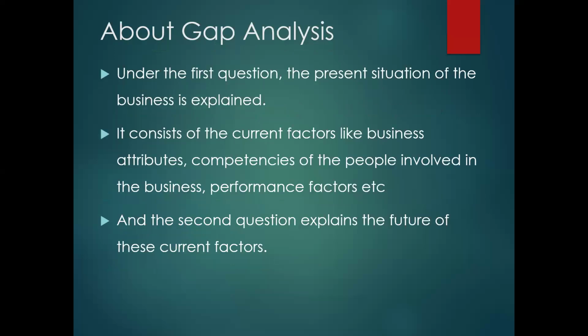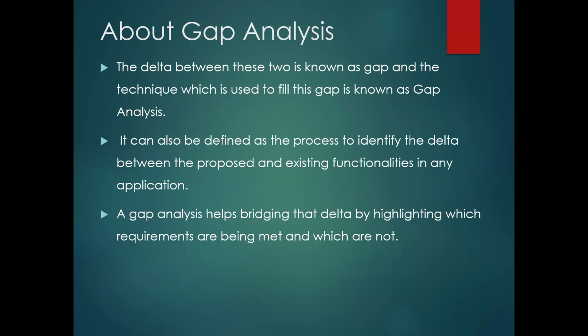As we discussed, the first question is where we are, which gives the present situation of the business, and it consists of the current factors like business attributes, the competencies of the people who are involved, and the different performance factors. The second question explains the future of the current factors. The difference between the proposed system and the existing system is what we call the delta.